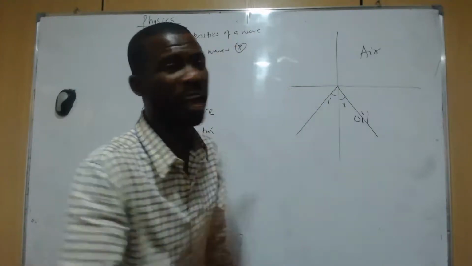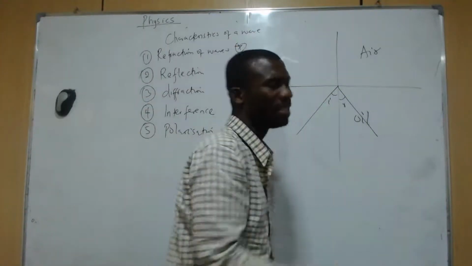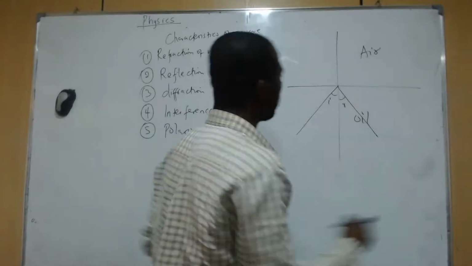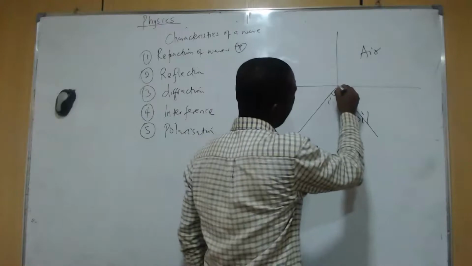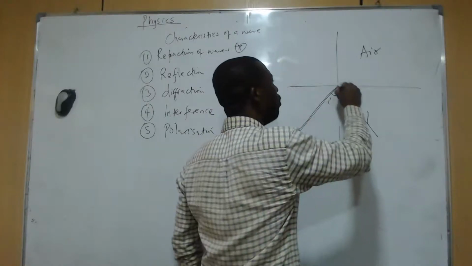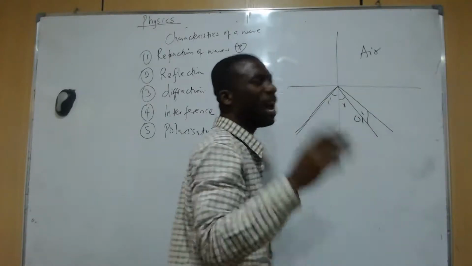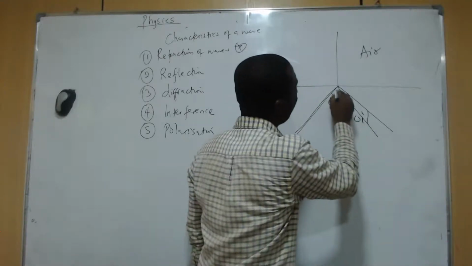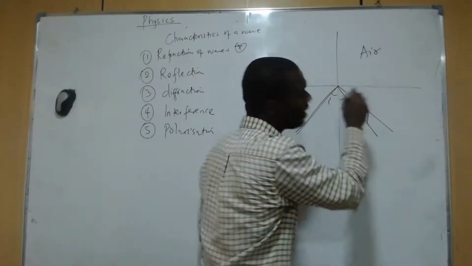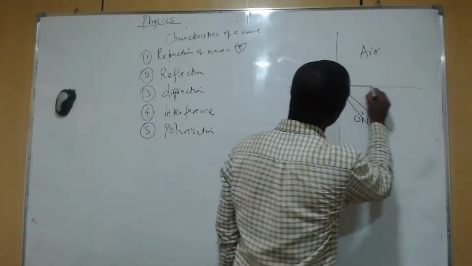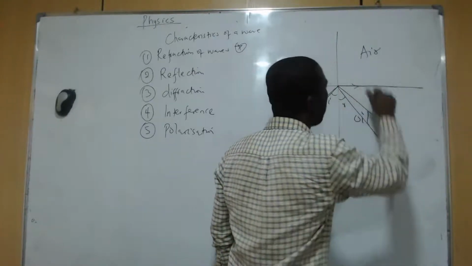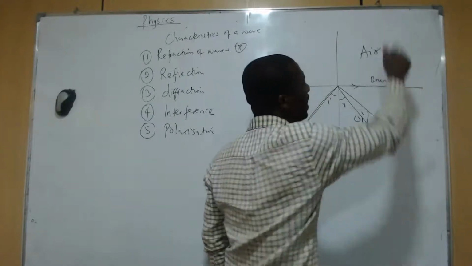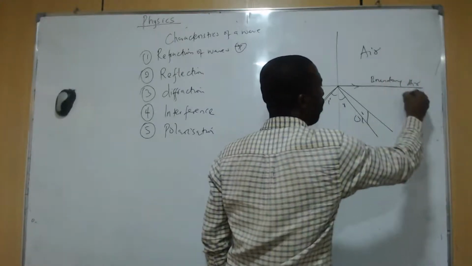So the speed of light in this medium will be less. It will not be faster than that of air. Now, as you are increasing the incident angle, the refracted angle will also be increasing. But there will be a time when the incident angle will produce a refracted angle that will be at this particular point, at the boundary, because this is the boundary between the two media, between air and oil.